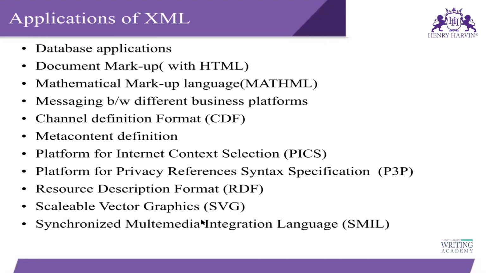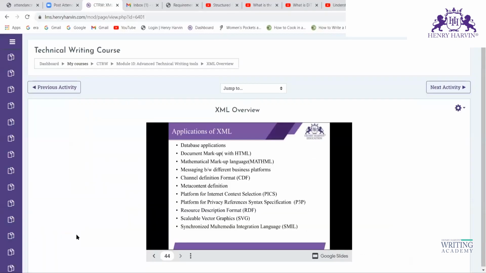Now these are the applications of XML, where XML can be used. There are so many places where we use it: in databases, mathematical markup, document markup, messages, meta content. Basically we use it everywhere where we need structured content. So that's how it works. Basically when you start using the tools, then you'll have a better idea.